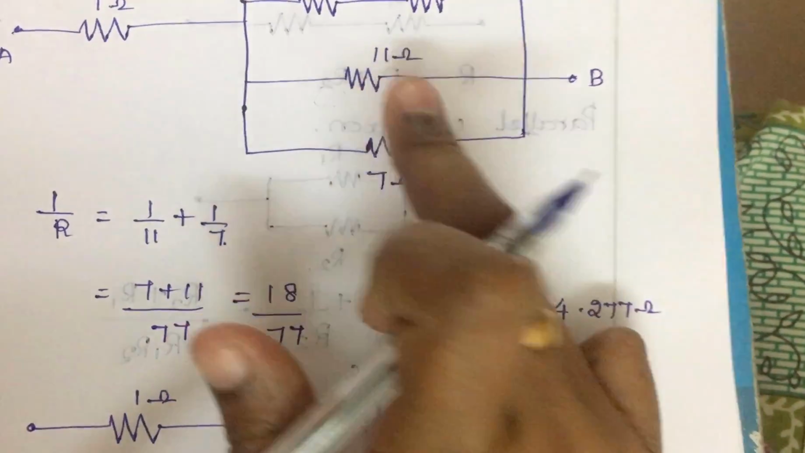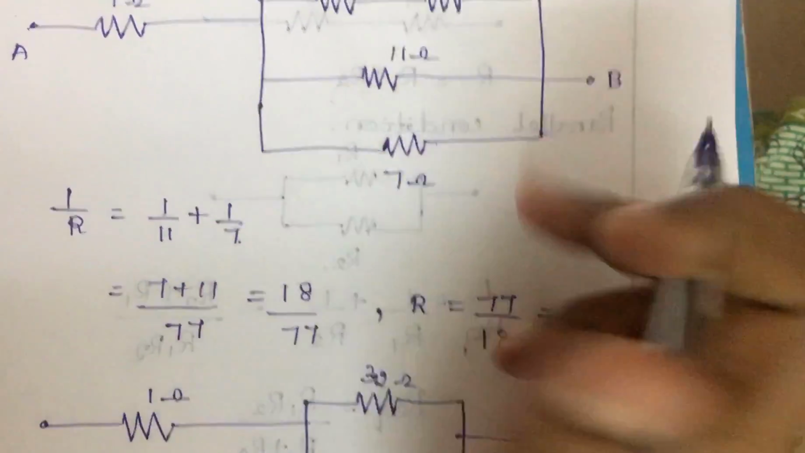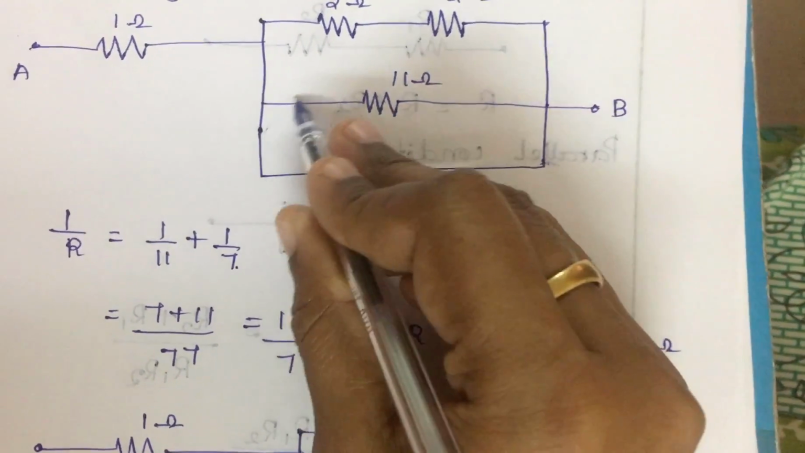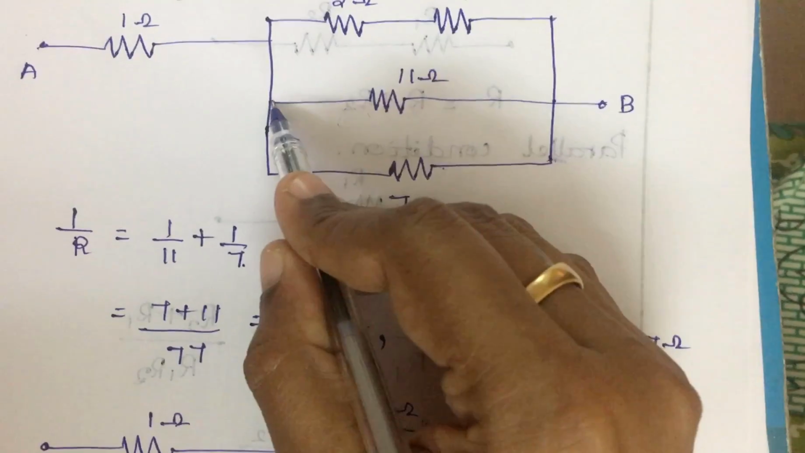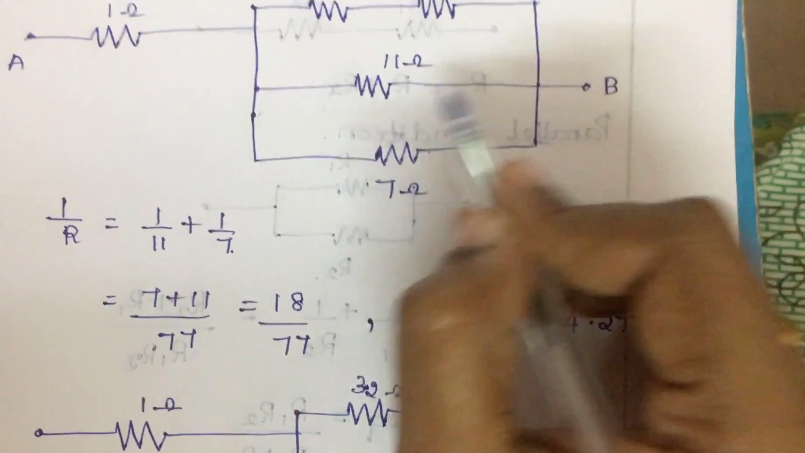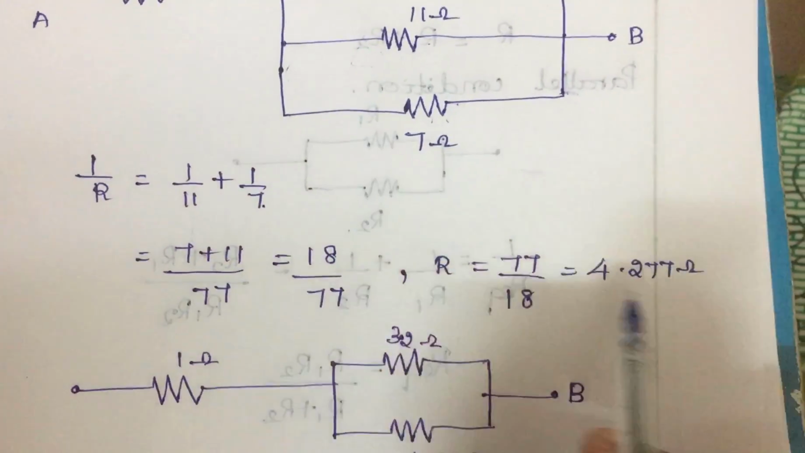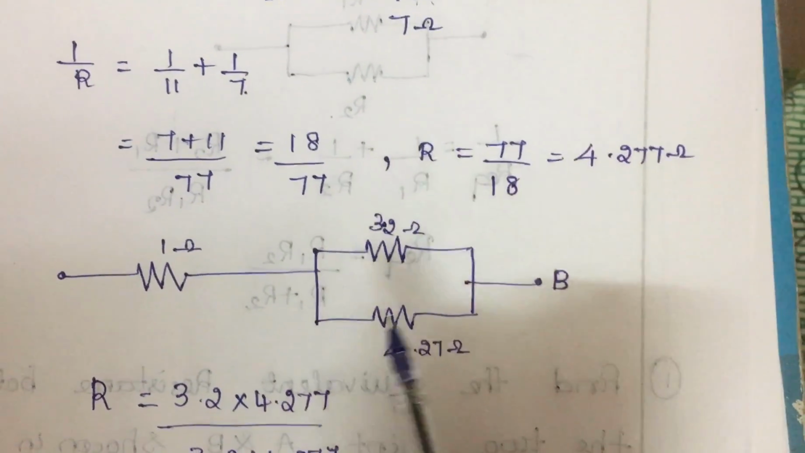And now these two resistors are connected in parallel. Here this is one wire and this is another wire. Okay, so now these two resistors are connected in parallel. So after solving we got 4.277 ohm.